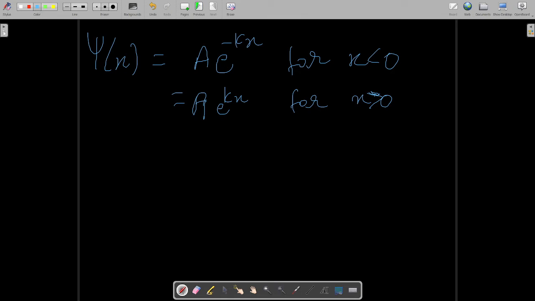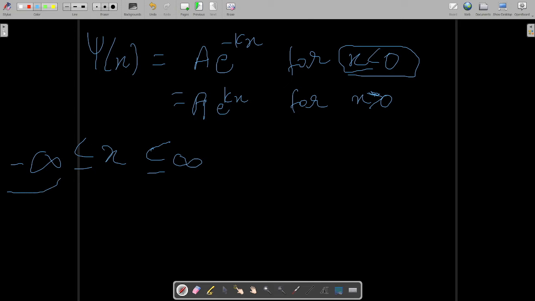Now we know this very well that our condition says that the functions must be finite everywhere. The functions must be finite everywhere between minus infinity to plus infinity, right? Our function must be continuous everywhere between this. So let us first put minus infinity over here, for x smaller than 0. Minus infinity is smaller than 0. So if you put minus infinity over here, then what will you get?